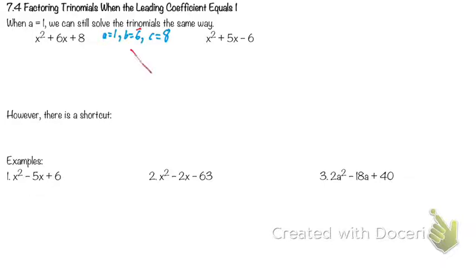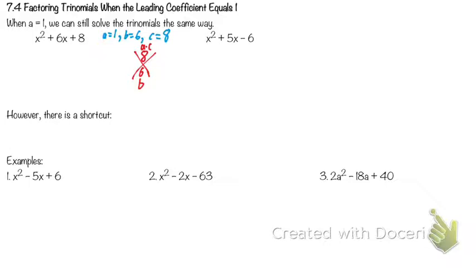We'll make the x here. What goes to the top of this x here? A times c, which in this case is what? 8. And what goes to the bottom? B, which is 6. So we need 2 numbers that multiply to a positive 8 and add up to a positive 6.